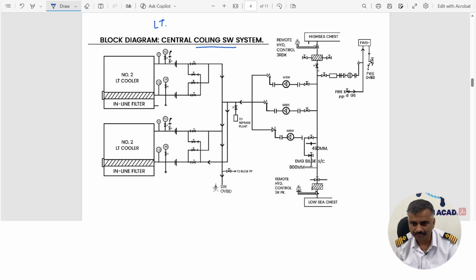So, a simple line: you see this is the high sea chest, this is the low sea chest. Then you will have the main seawater pumps. There are three main cooling seawater pumps: 1, 2, 3.